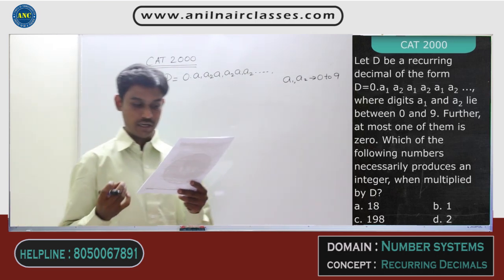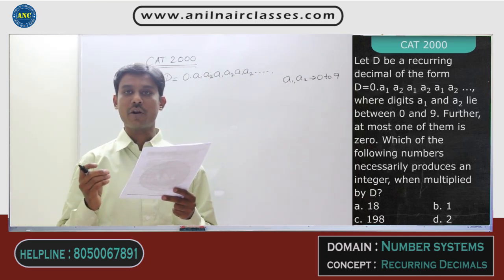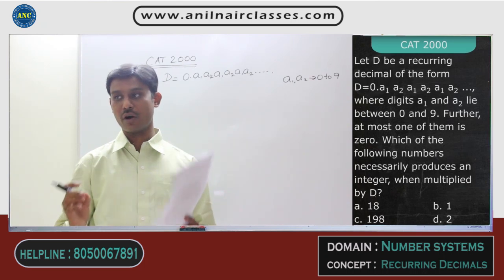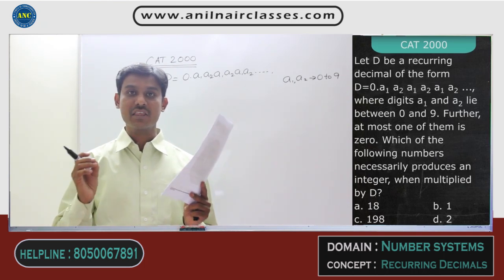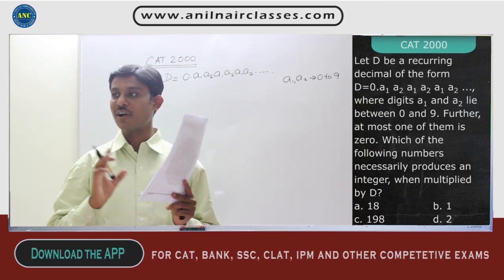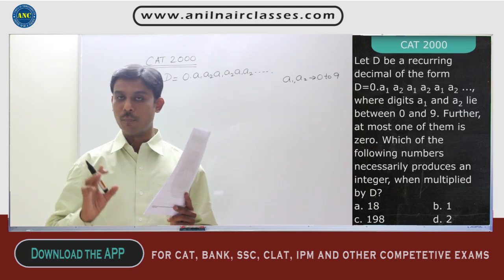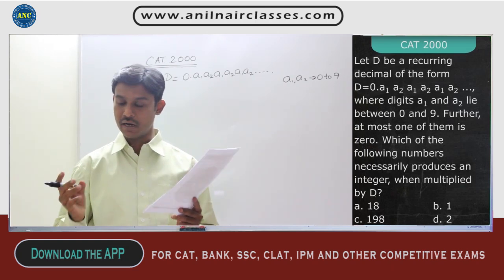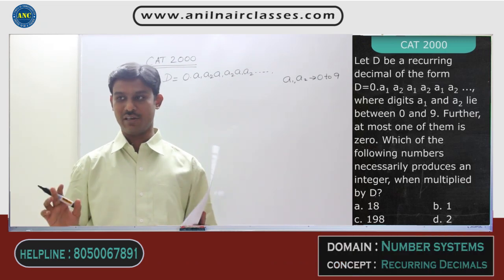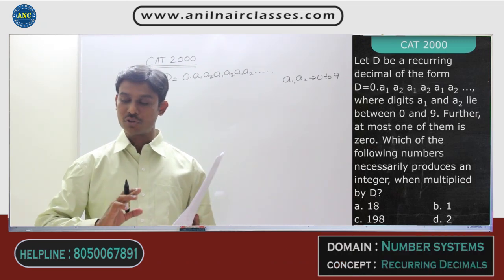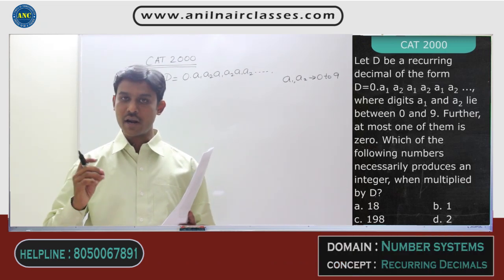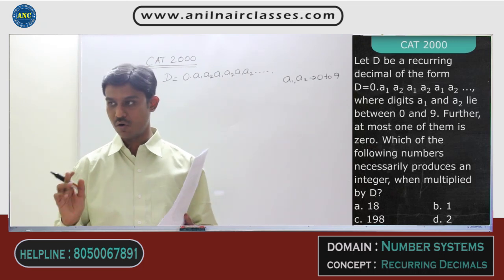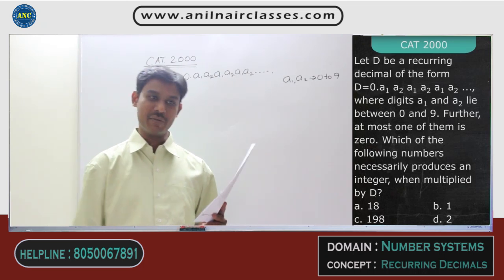Next, the second statement. Further, at most one of them is 0. That means a maximum of one should be 0. Both cannot be 0. Maximum one of them can be 0, which means none of them can also be 0. Both of them need not be 0, but at most one can be 0. It cannot be both zeros. That is the meaning of it, right?